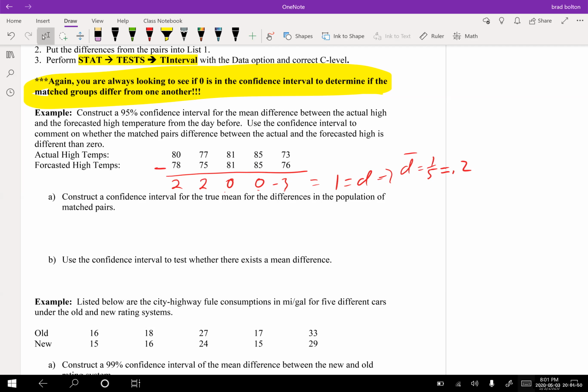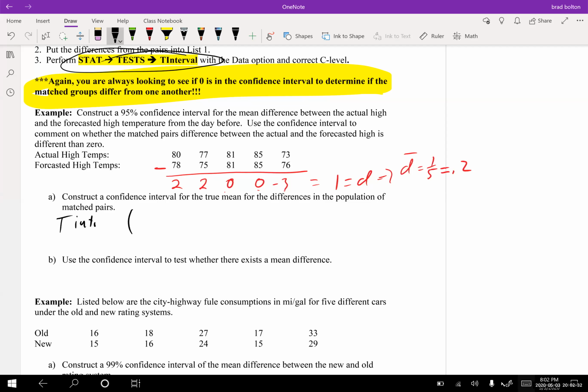Okay, so they want me to construct a confidence interval. All I'm going to do is follow the instructions. It says STAT TESTS, TInterval. So let's see what we get. I'm going to go to TESTS, TInterval. Oops, you know what I forgot? We have to enter our data. Maybe they don't even ask for it, but I'll enter it in anyway. STAT, Edit, a new list. Let's enter 2, 2, 0, 0, -3.